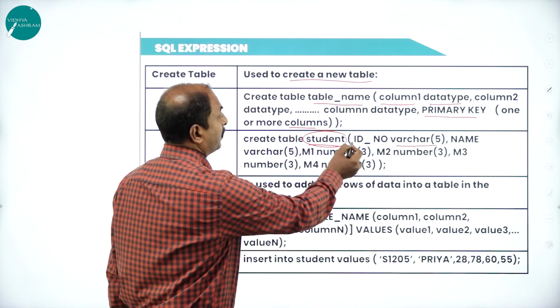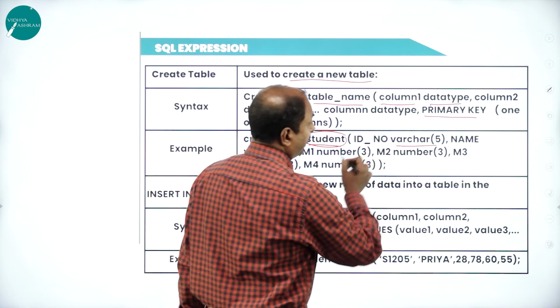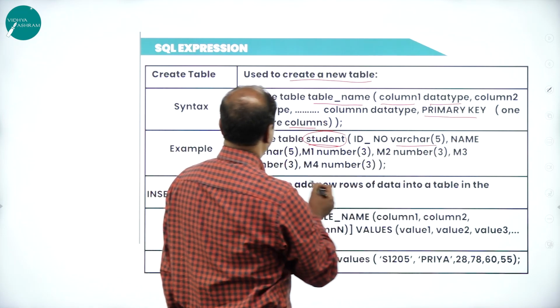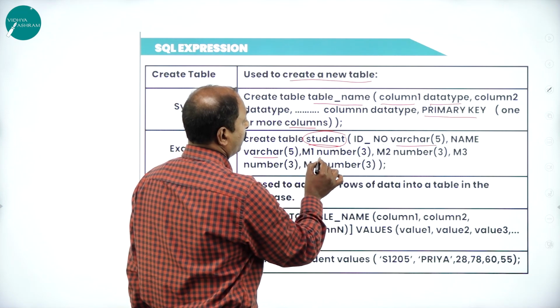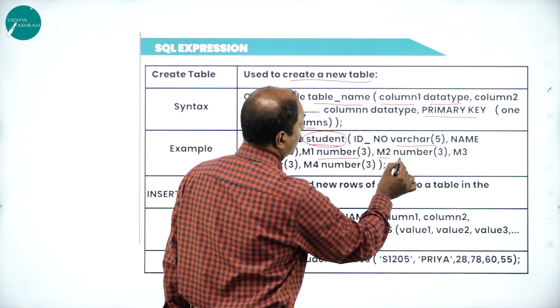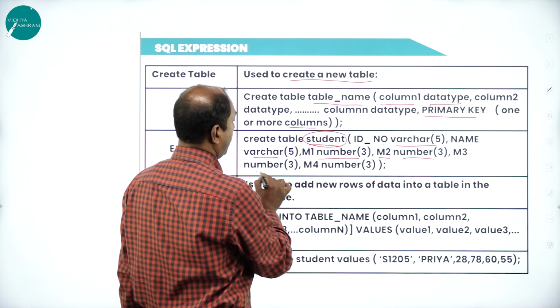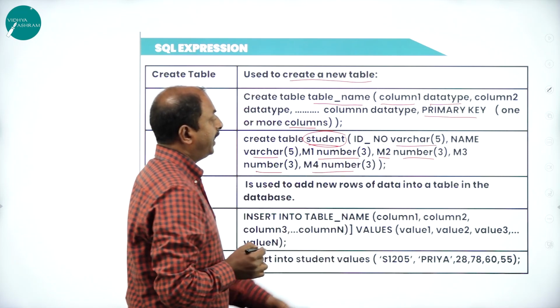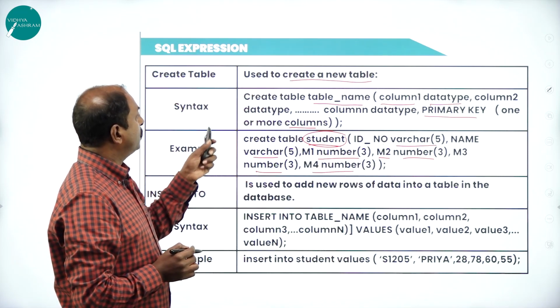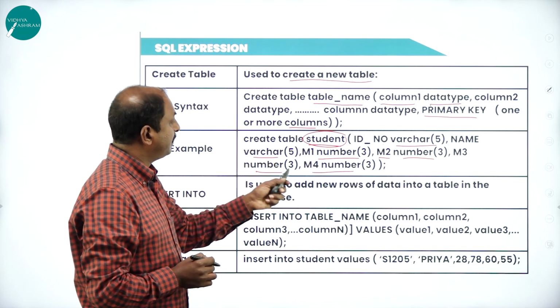Here, this is the name of the column and this is the data type. Next one is a name with a data type. M1 is a data type, M2 with another data type, M3 and M4. And closing the bracket here. So this is the syntax and this is an example.